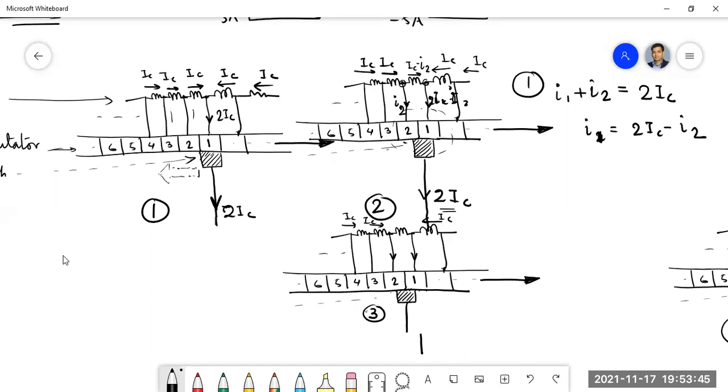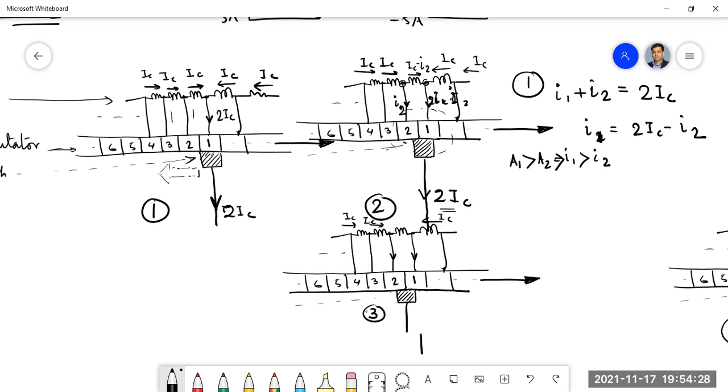Which component is more? I1. Why? The brush is mostly in contact with segment 1, so the resistance is less. Then rho L by A is more, and as the resistance is inversely proportional to A, the contact area is more, so more current will flow through that path. That means I1 is more, isn't it? Because here the contact area is more than contact area 2.